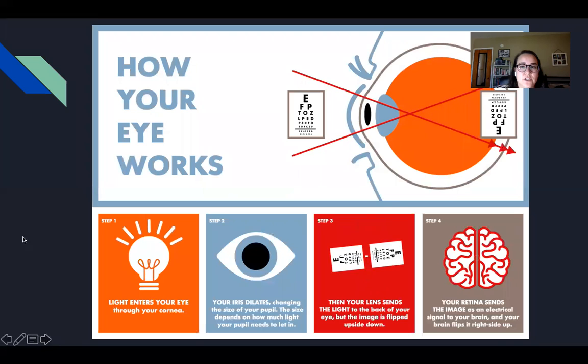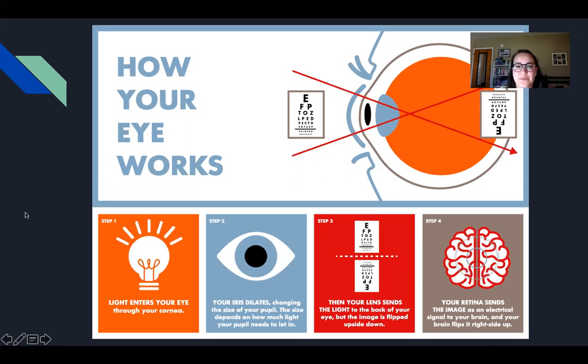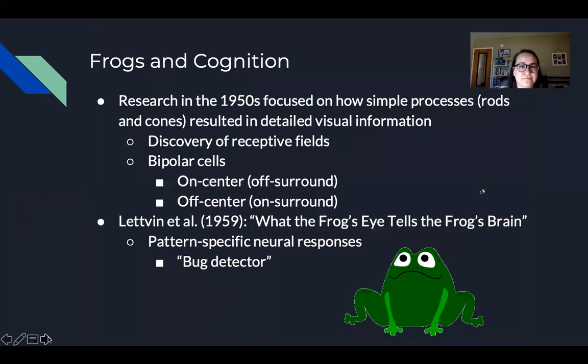Okay, as we talked about the structure. This is a really cool GIF I found on the LensCrafter website that I found was really helpful, just a simplified breakdown of all of these very complex steps. Okay, so moving on to talk about frogs and cognition, and hopefully this will make a little bit more sense as we go on.